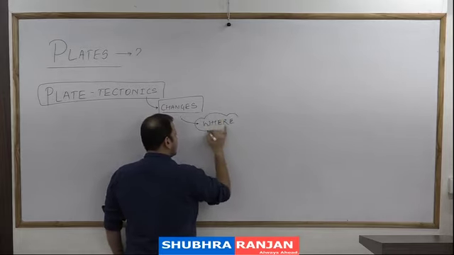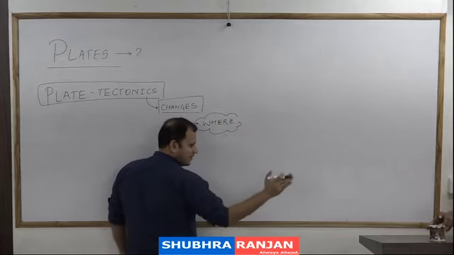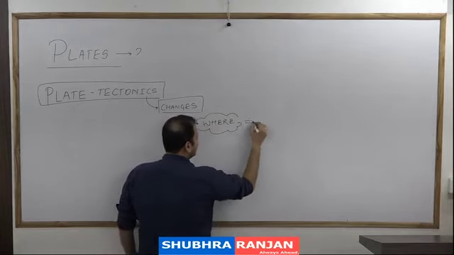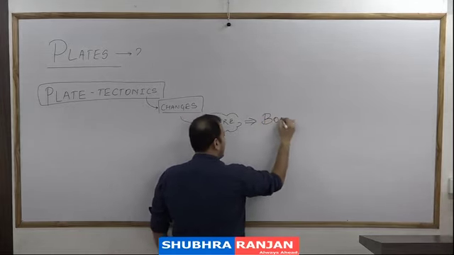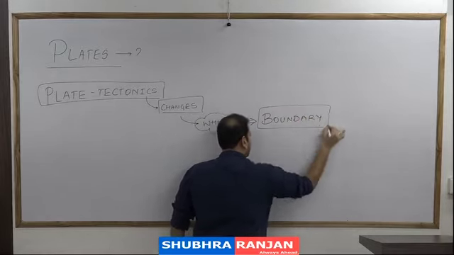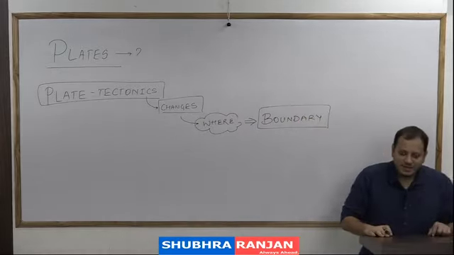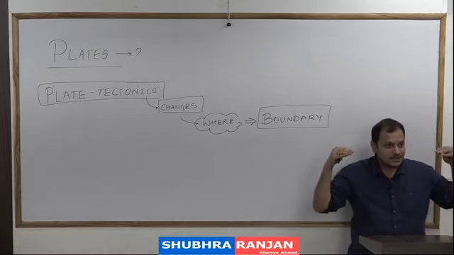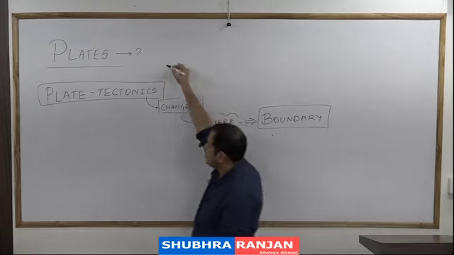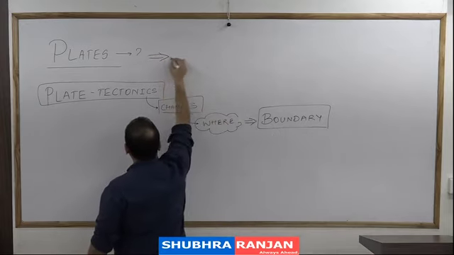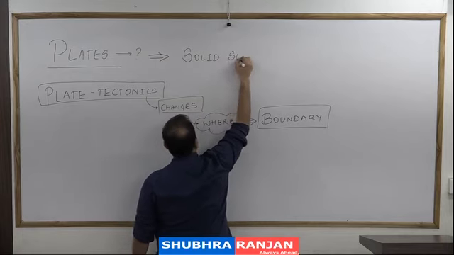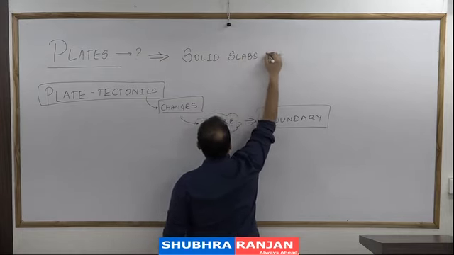All these changes will occur at a boundary. Where at a boundary? The boundary where the plates are meeting each other or the plates are going away from each other. But first we'll say what the plates are. So what are the plates? These are the solid slabs made up of lithosphere.